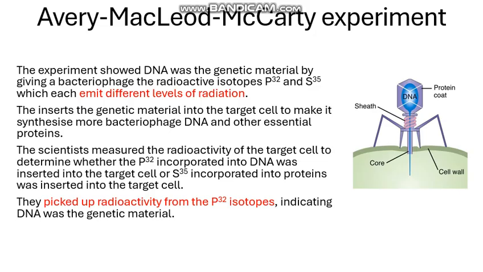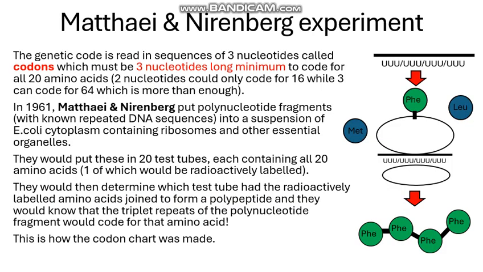And when they did this, they found out that the bacteriophage had inserted DNA into the target cell, indicated by the cell having radioactivity from the P32 isotopes, which would have been part of the sugar phosphate backbone of DNA. Meanwhile, the sulfur would have been part of proteins, because obviously the amino acids methionine and cysteine have sulfur incorporated into their structure.